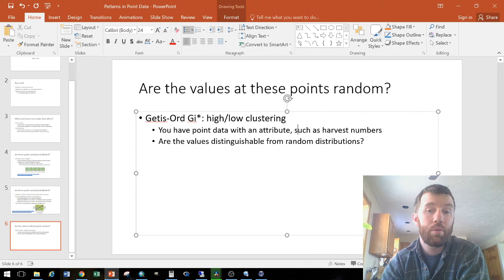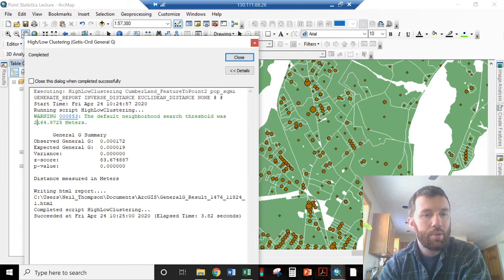And it's just letting us know that we're looking at 2.1 kilometer neighborhoods here. And the observed general G versus the expected under a random distribution, and indicating that the p-value is very, very small, indicating that there is a very small chance that this is due to chance.